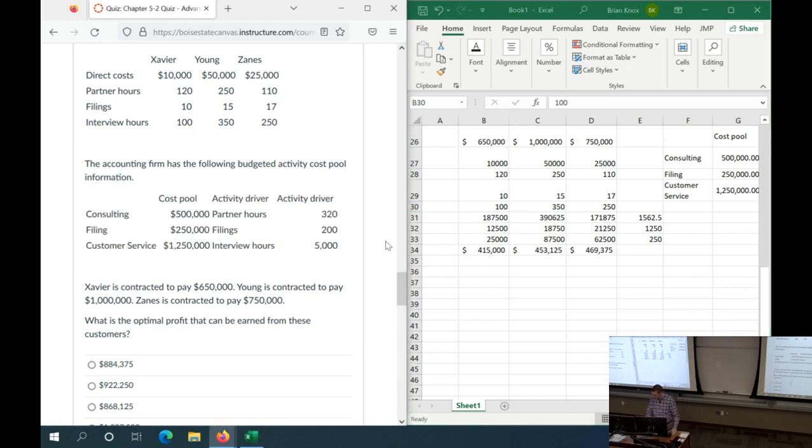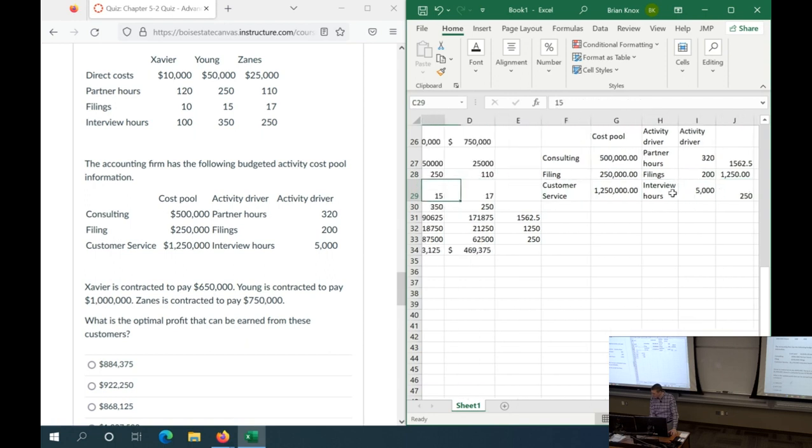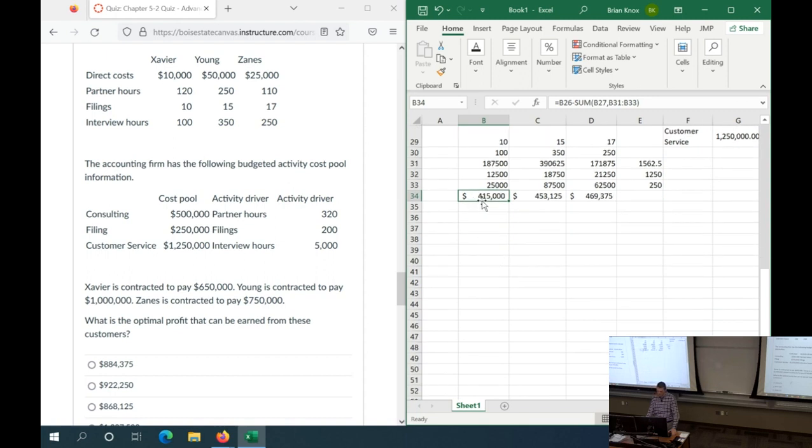Copy these over. I copied those over. Good. And those are copied right. These calculated right, I think. I don't need to clean anymore because I cleaned it manually. Yep, I think those should all be right. Copy them over. Okay, so it looks to me like the least profitable is the Xavier customer here. $415,000 from that account compared to $453,000, $125,000, and $469,000, $375,000 over here.